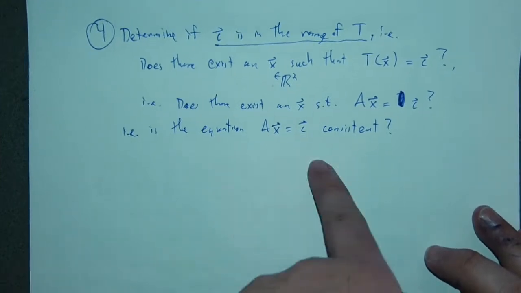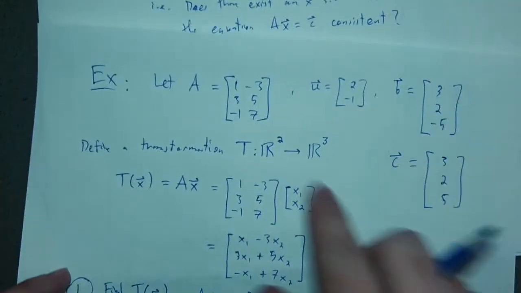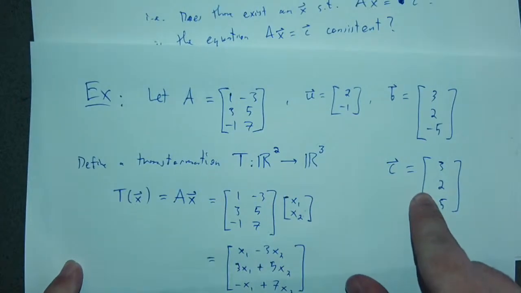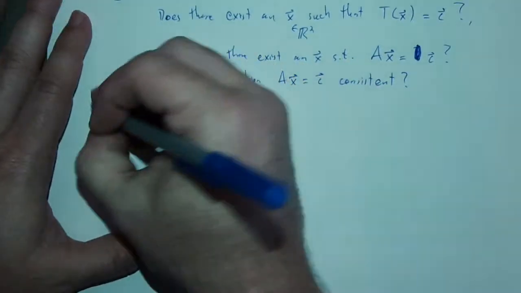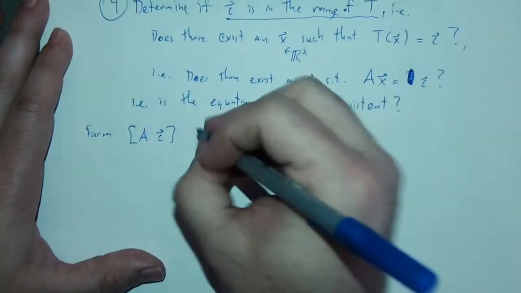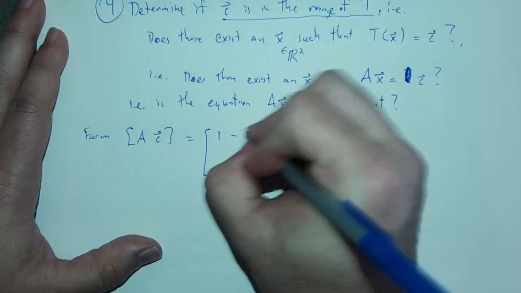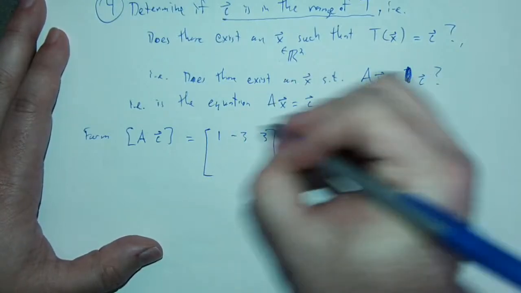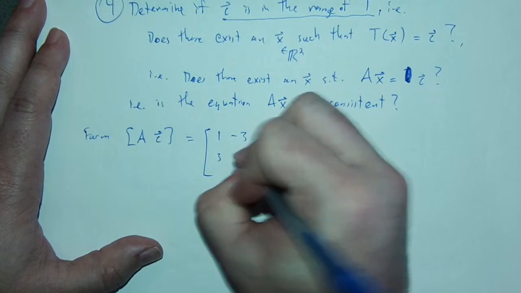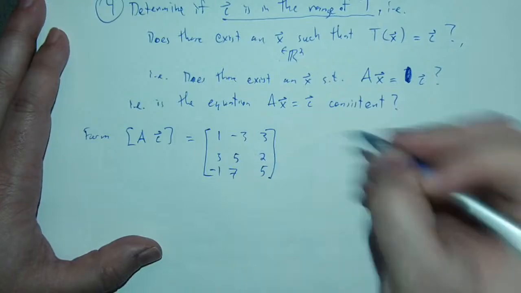Okay. All right, so this is what I'm really wanting to know here, right? Is AX equals C consistent? Well, to answer that, what do I do? So let's remember our parameters here. So here's A, here's C. So I need to form the augmented matrix where C is my last column here. So form AC as my augmented matrix. What does that look like? So reading row wise as usual, this is 1, minus 3, 3, 3, 5, 2, and minus 1, 7, 5.